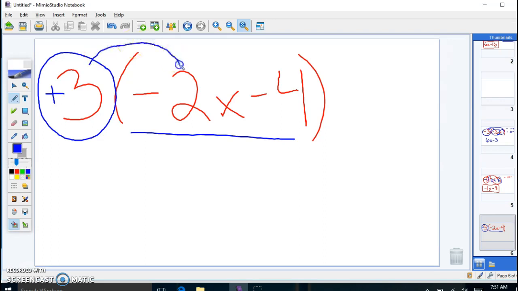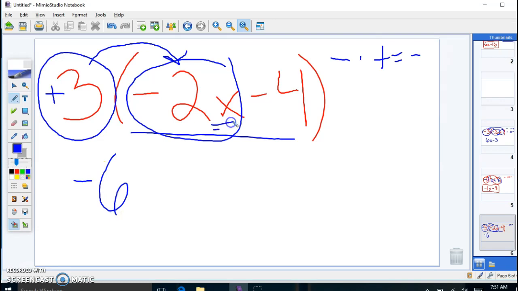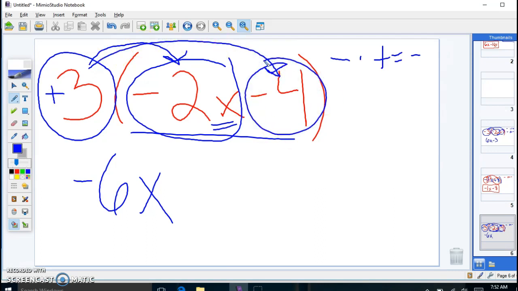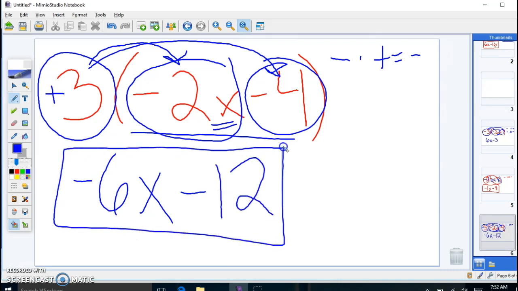So we're taking 3 times negative 2x because there's that negative sign. A negative times a positive, again, is equal to a negative. So we have a positive 3 times a negative 2 gives me negative 6. There's that x, so I have to place the x behind the 6. I also have 3 times negative 4. A positive times a negative is a negative 12. Finished, negative 6x minus 12.